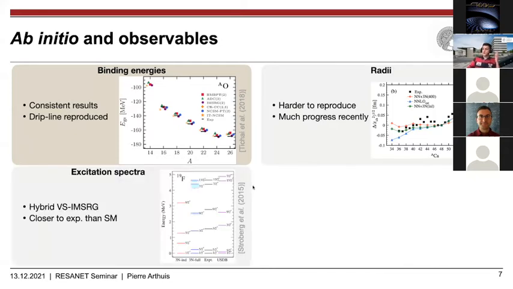Now for something a bit different, excitation spectrum. So here you have the excitation spectrum of fluorine 19 computed with valence space in medium SRG. That is this hybrid approach using medium SRG to derive effective interaction for shell model code. And here you can see, if you look at this blue band and compare with the experiment right at the direct right of it, that the valence space in medium SRG actually does a pretty good job at reproducing the experimental results.